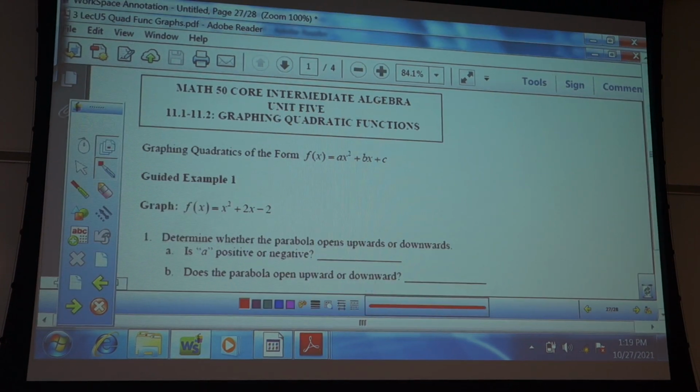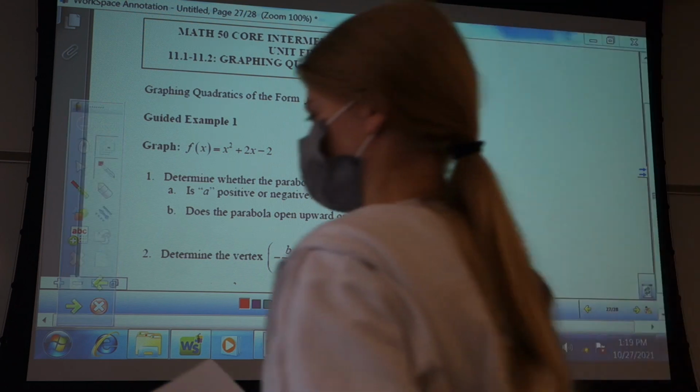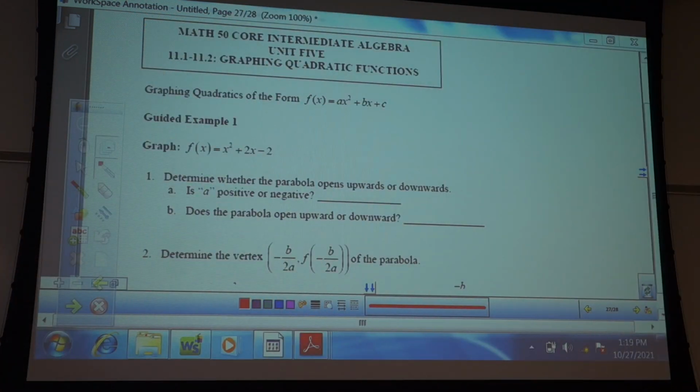So we're going to do 2 of these together, and then you'll have a homework on them. That'll be due, I think, a week from Friday is when we'll have this one due. Thanks.